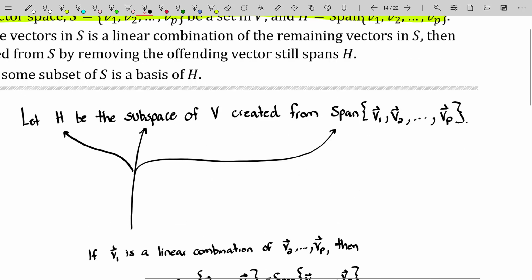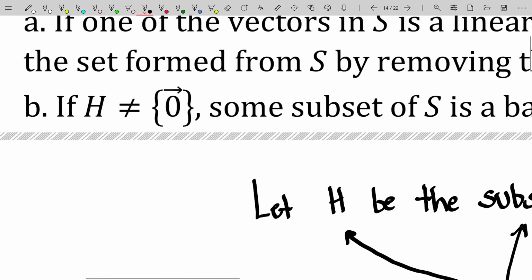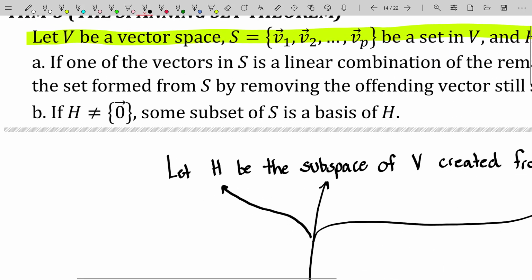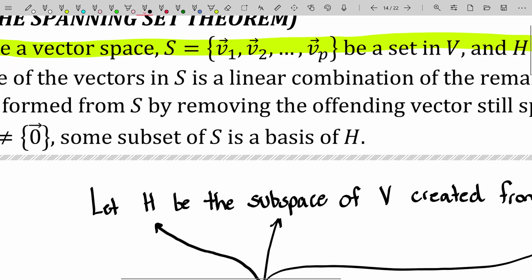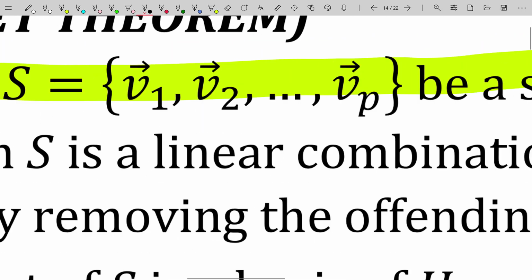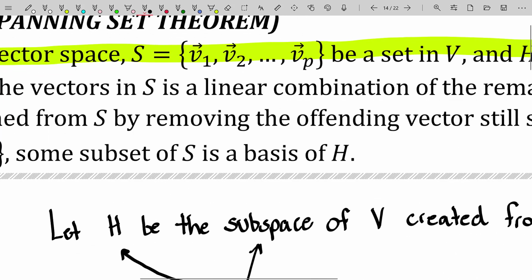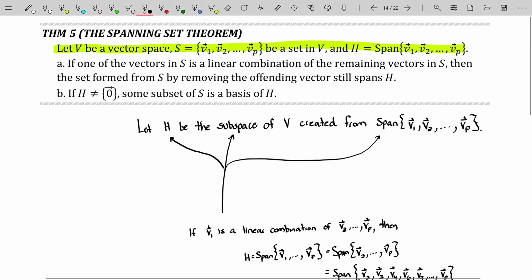And that's where the second part comes in. The second part of this theorem says, hey, if H is not the zero vector, which it's likely not going to be, then some subset of our original collection of vectors has to be a basis of H. Remember, that original collection of vectors spans H. So some smaller subsection of those vectors, or it could be the same collection of vectors, should be the building blocks or the generating set for H. And that is the spanning set theorem.